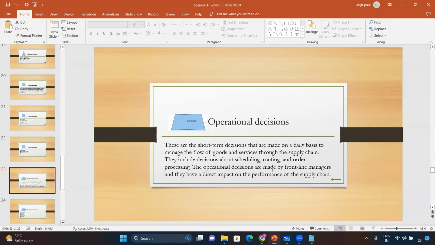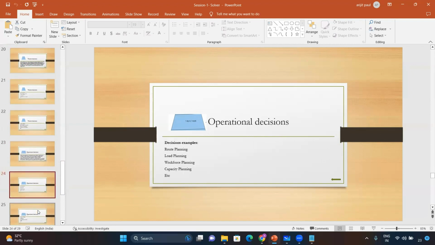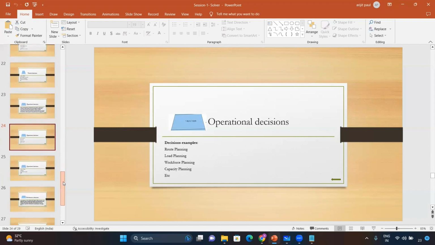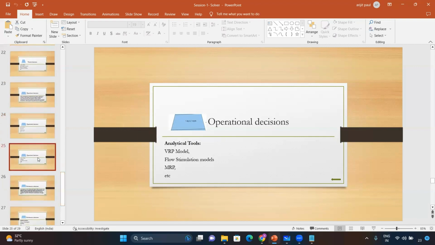And these operational decisions are made by the frontline managers and they have a direct impact on the performance of the supply chain. Now, what are the decisions that we can take under the operational level? As I mentioned earlier, vehicle routing planning, load planning, workforce planning, capacity planning, all those decisions we can take at this level. And what are the models or the analytical tools to take these decisions? VRP models, that is the vehicle routing model, flow simulation models, MRP, etc.